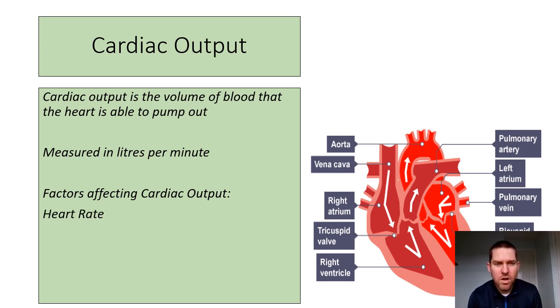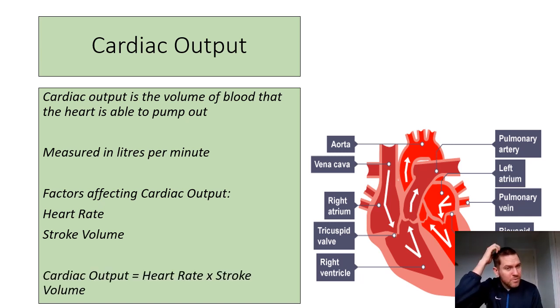The first thing is the heart rate. How many times the heart beats per minute can have an impact on the cardiac output. The second thing that can have an impact is the stroke volume. So how hard or how much blood is being pumped around the body in one single beat. That's what we mean by stroke volume. So if we have a stronger, fitter heart, we should be able to pump more blood around the body than someone that is unfit and doesn't have a strong and healthy heart.